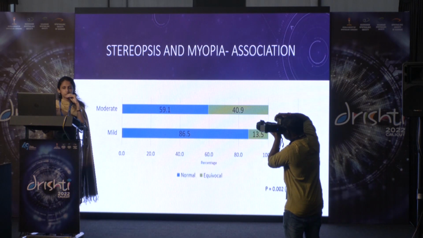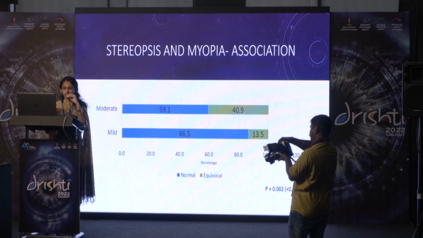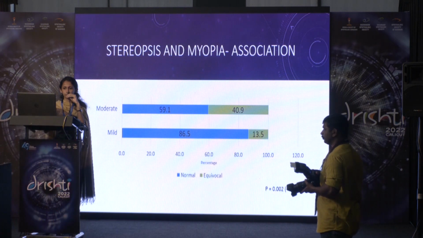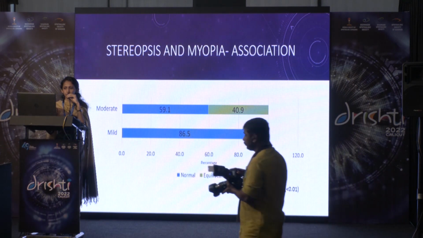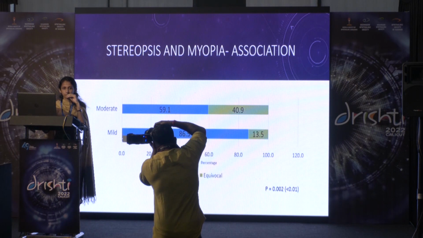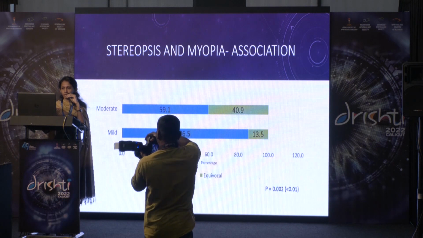Coming to association between stereopsis and myopia, we can see here 86% of patients in the mild refractive error group had normal stereopsis, while as we go on to the moderate degree of refractive error, only 59.1% had normal stereopsis. This was also statistically significant.